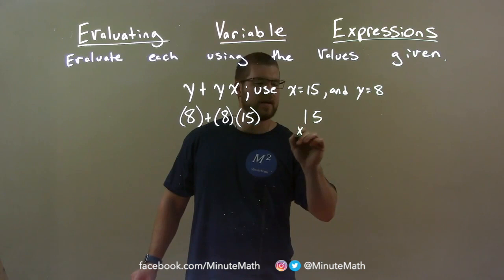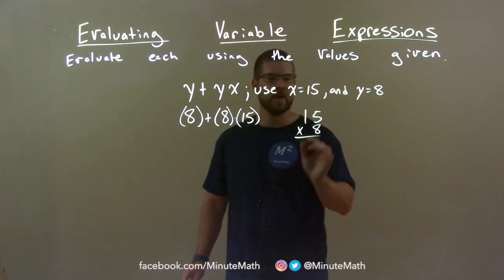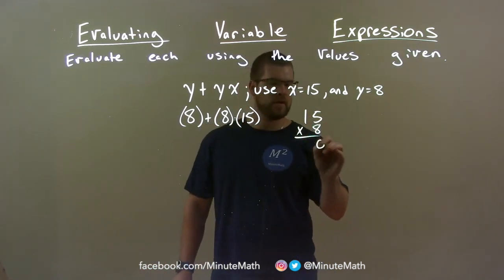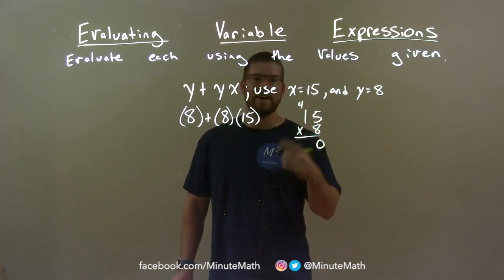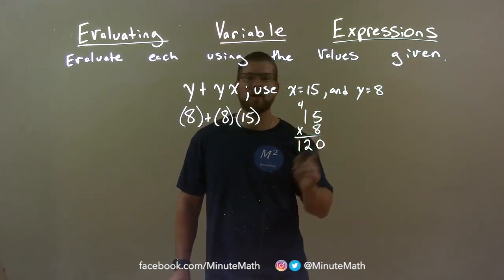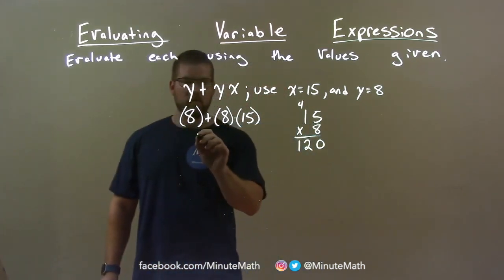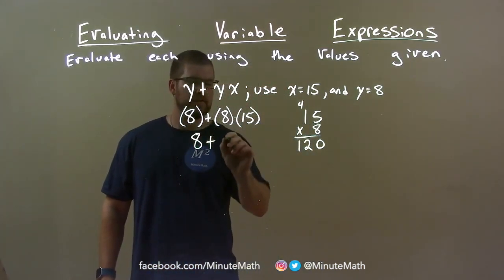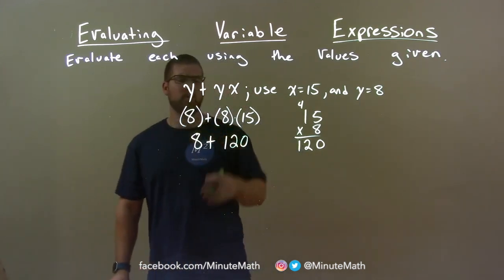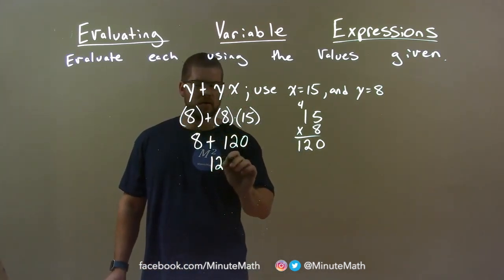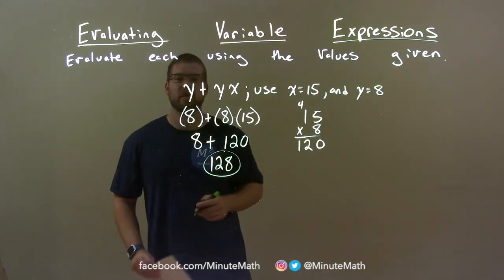So let's do it on the side here, 15 times 8. 8 times 5 is 40, 0 carry the 4. 8 times 1 is 8, plus 4 is 12. So we have 120 there. So we have 8 comes down, 8 times 15, 120. Now, 8 plus 120 is easy, 128, and so there is our final answer.